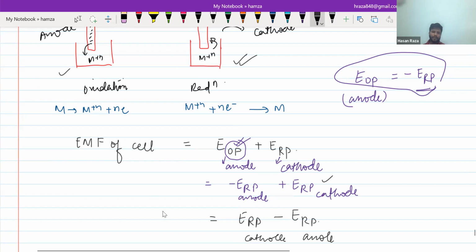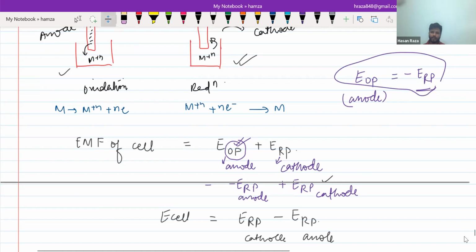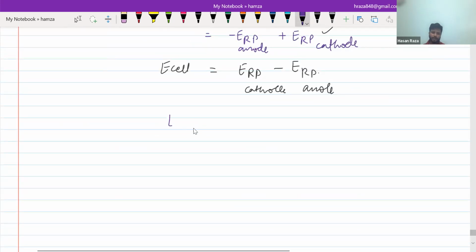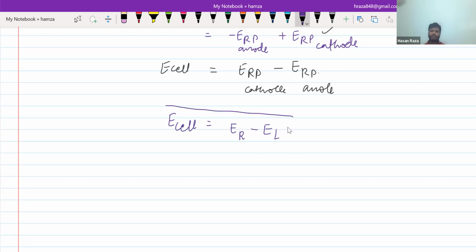So this is for E cell. The formula is very easy. E cell will be equal to E right minus E left, because you know that on the right hand side there will be the cathode, on the left hand side there will be the anode, and both electrode potentials should be reduction potentials, not oxidation potentials.